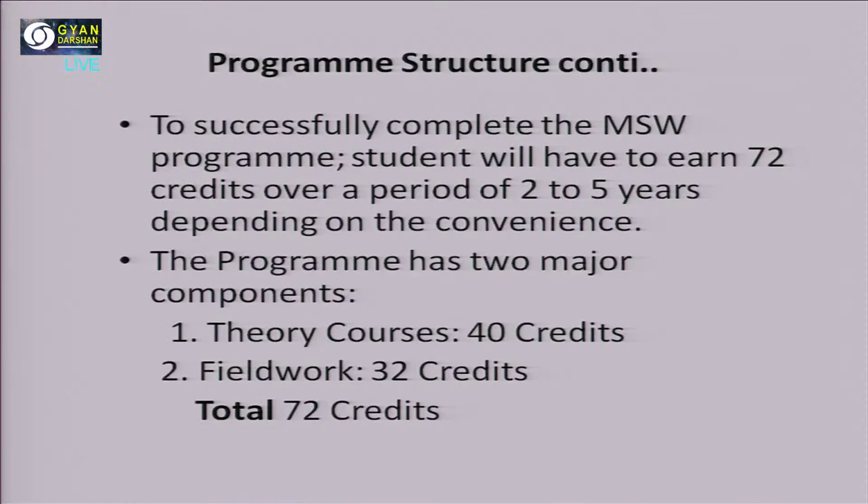Another important aspect is that to successfully complete the MSW program, students will have to earn at least 72 credits over a period of 2 to 5 years, depending on the convenience of the student as well as other systems. Yes, just to interrupt you, ma'am, it is 2 to 4 years. It's a typo error. Earlier it was 5 years. Now the maximum period is 4 years.